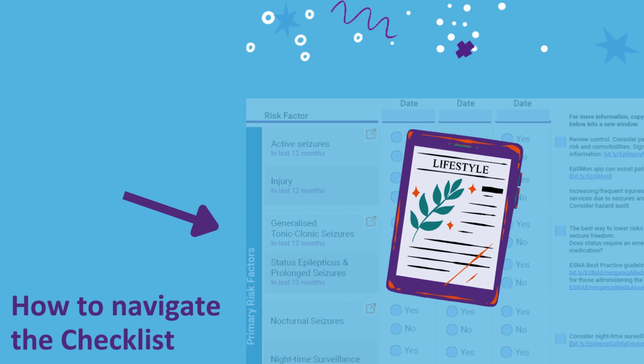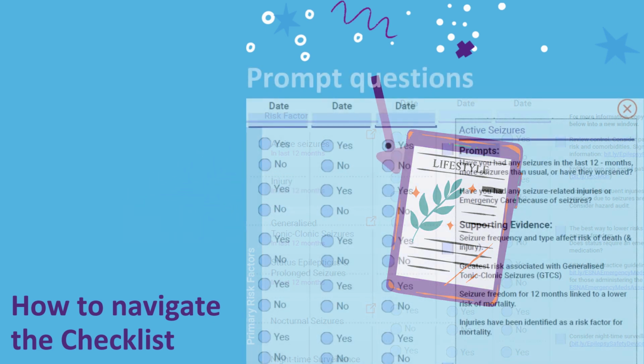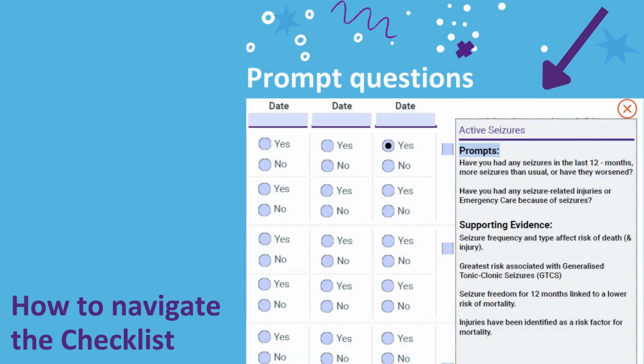These factors might not apply to every patient at each risk discussion, but are important to know about so people with epilepsy can make informed choices about their lives and how it might impact on their epilepsy. There are also background risks that are helpful to know about, but are unlikely to be modifiable.